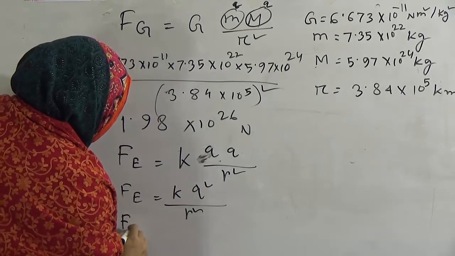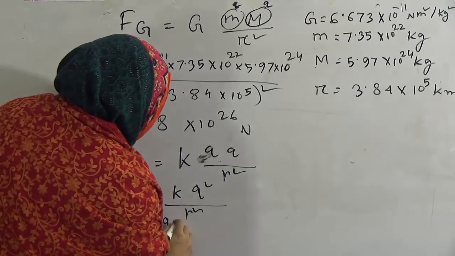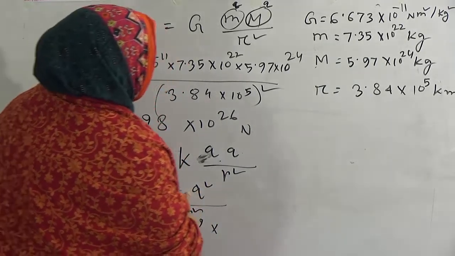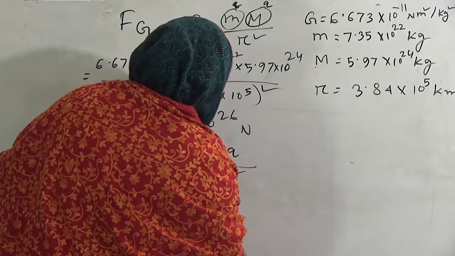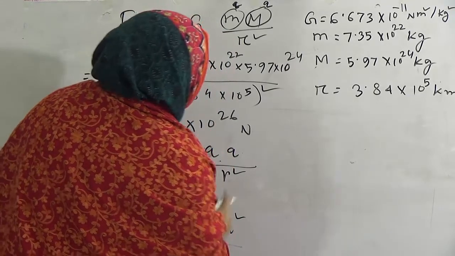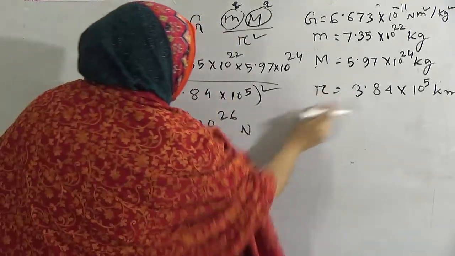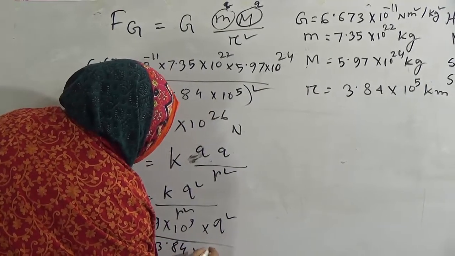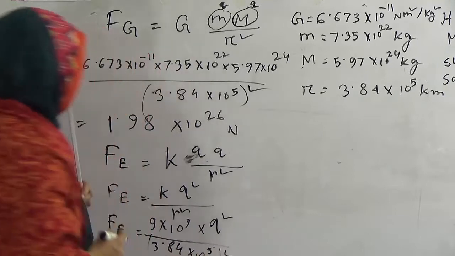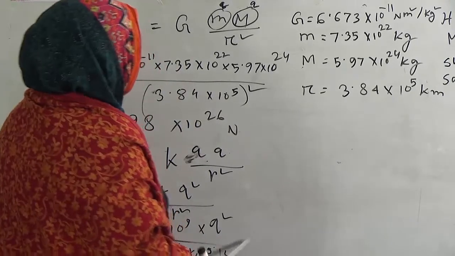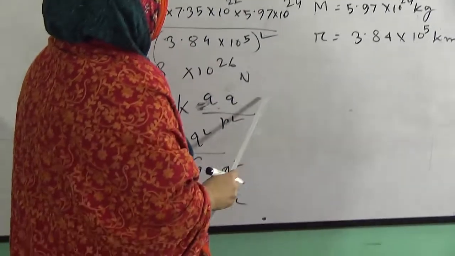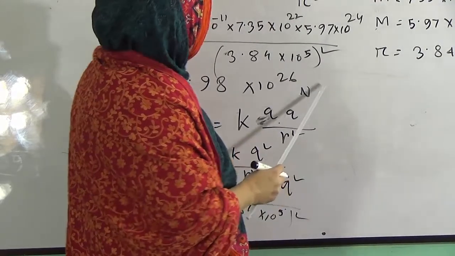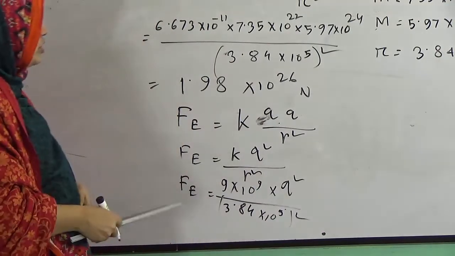So Fe equals K q square divided by R square, that is 9 into 10 to the power 9 into q square divided by (3.84 into 10 to the power 5 kilometer) whole square. Okay, so from this we can see that two forces must be equal for reducing the gravity by Coulomb's force. So these two forces will be equal.